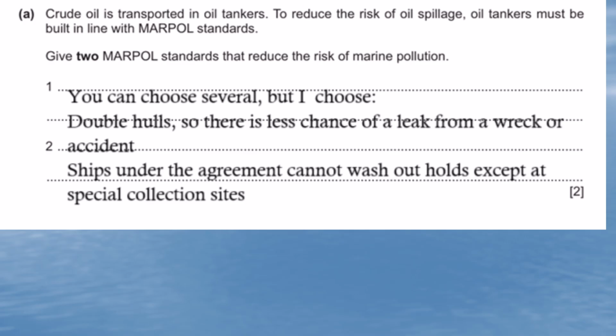And ships are under agreement not to wash out the holds except at special collection sites. You can also talk about sewage release from all ships and garbage disposal. But since this question is about oil, I chose the 2 that are most related to oil. The rest will be correct as well.